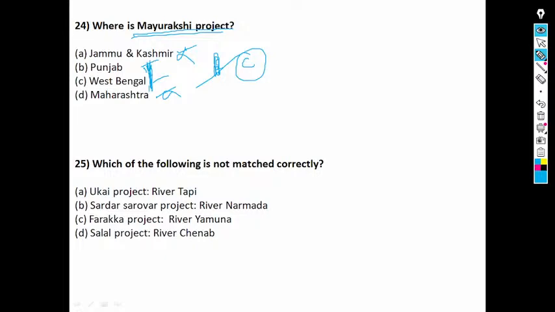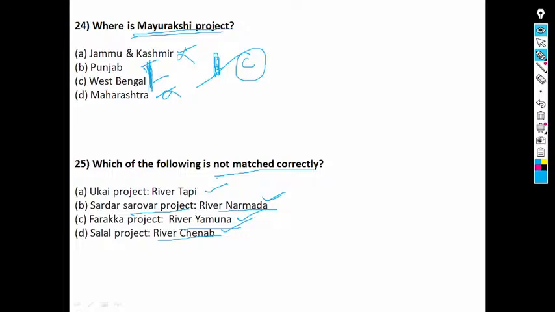Next question, which of the following is not matched correctly? Ukai project, river Tapi. Sardar Sarovar project, river Narmada. Farakka project, river Yamuna. And Salal project, river Chenab.